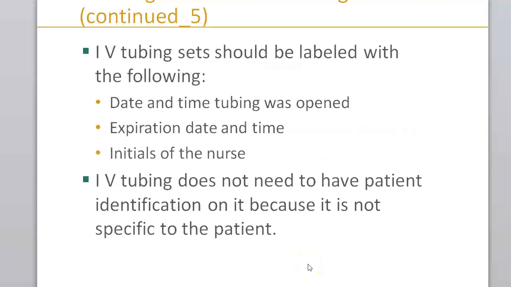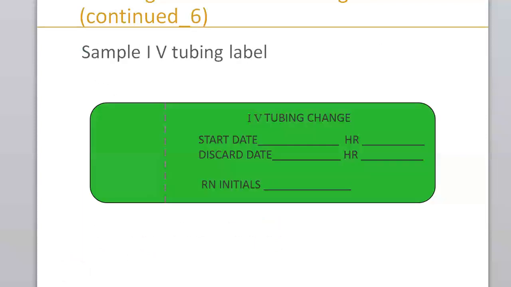All right, so an IV tubing set should be labeled with the following: date and time the tubing was opened, expiration date and time, and initials of the nurse. IV tubing does not need to have patient identification on it because it's not specific to that patient. And these are little tags you might see put on the IV tubing when it was started: the discard date and your initials as the nurse.